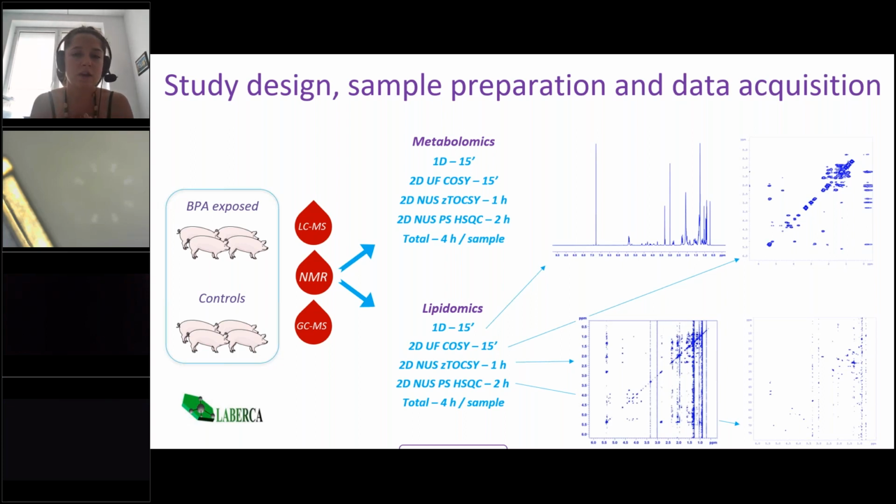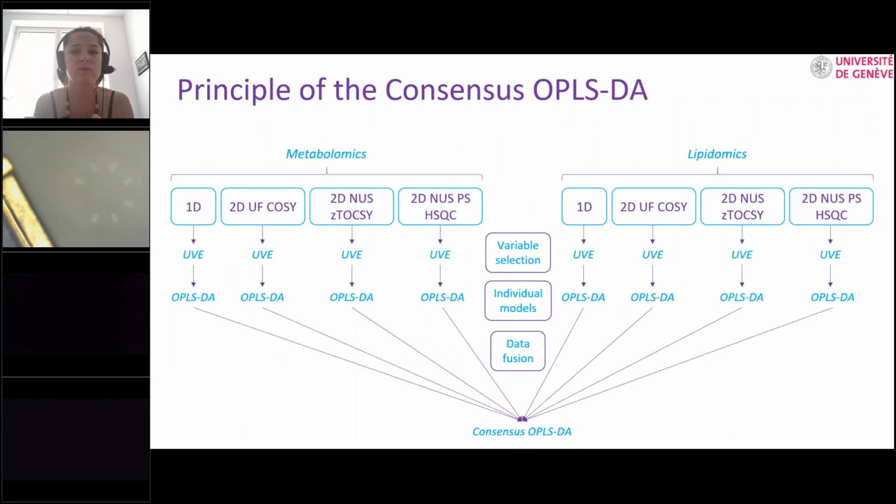And so on those two phases, we acquire 4 different NMR datasets: the 1D classical dataset in 15 minutes for each sample, the 2D ultrafast COSY in 15 minutes, the 2D non-uniform sampling TOCSY in 1 hour, and the 2D pure shift HSQC in 2 hours, which represents 4 hours of acquisition per sample. And so what we wanted to do then with those different datasets, obviously in the ultimate goal, was to put them together, to put them in competition through multi-block data integration.